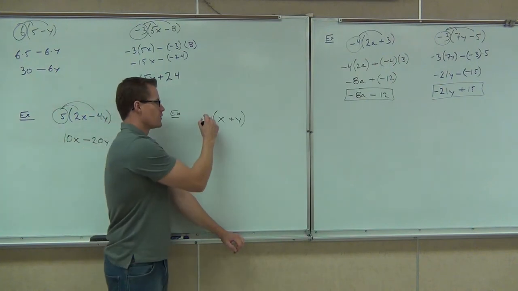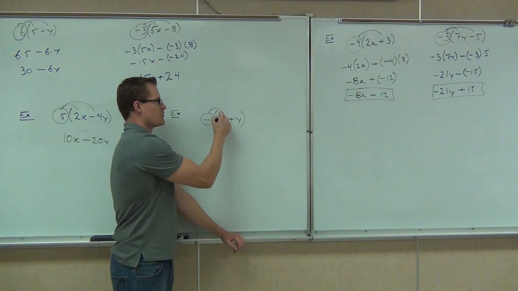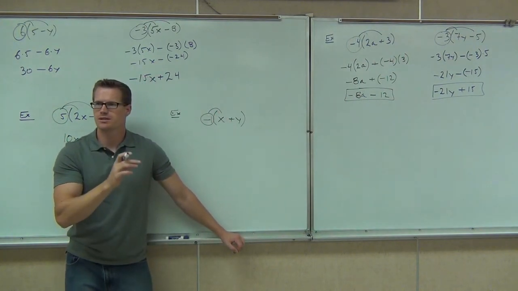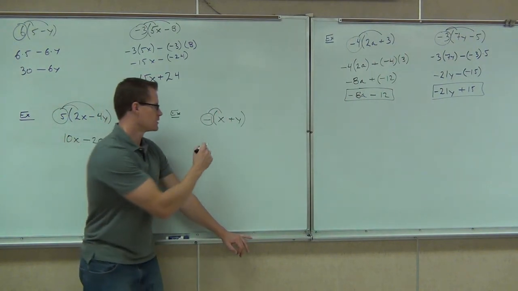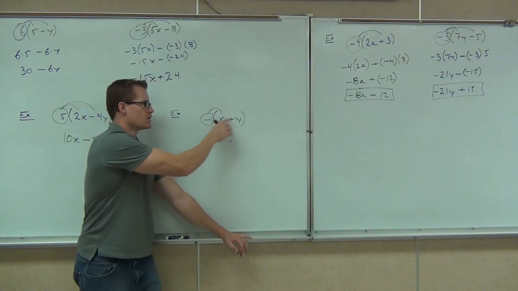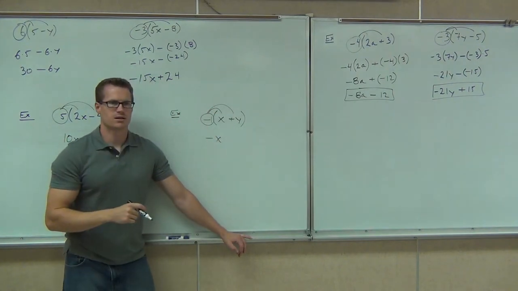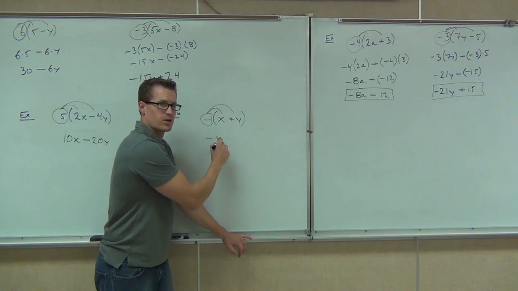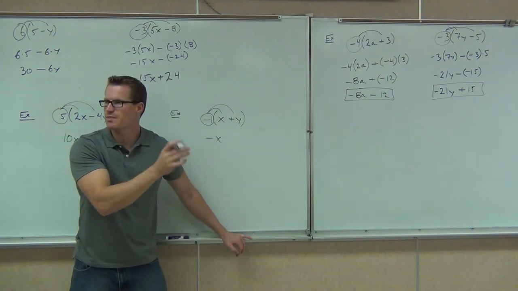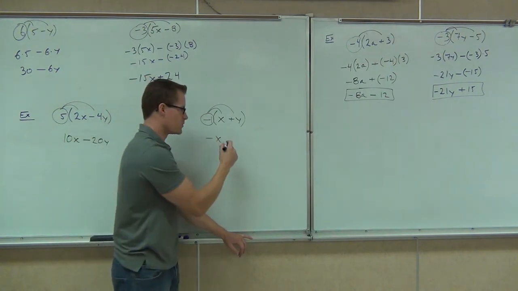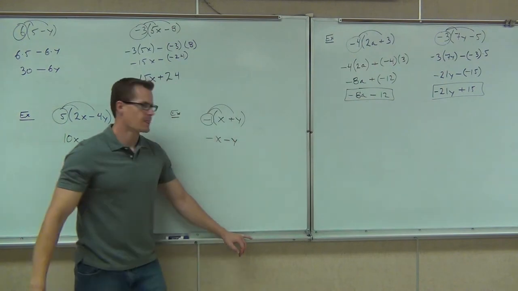If we distribute negative 1, let's watch what happens here. How much is negative 1 times x, please? Negative x. Good. Now, how much is negative 1 times positive y? Negative y. And I'm going to put, instead of negative y, minus y. We change that back to a minus. We're kind of tricking the problem a little bit. Minus y. You all okay with that?